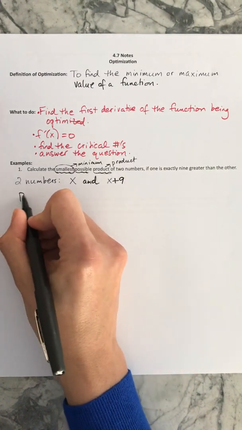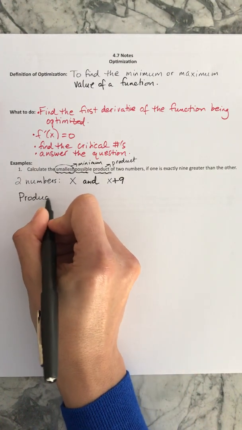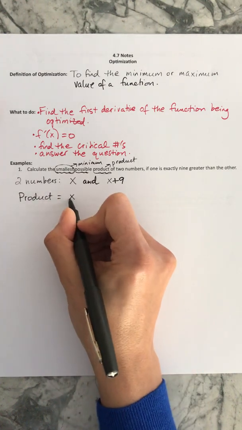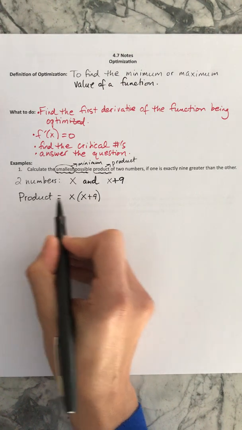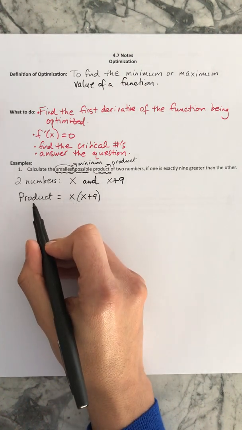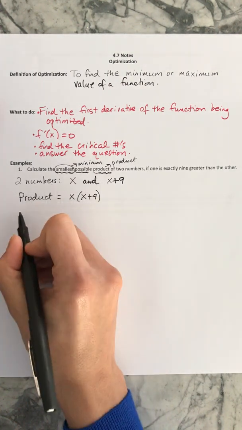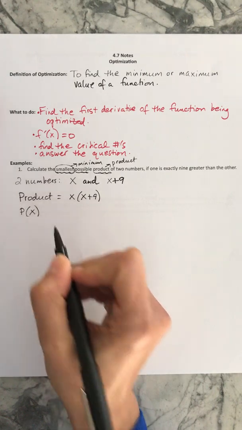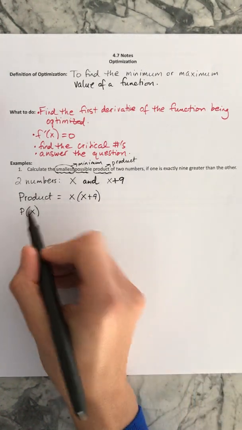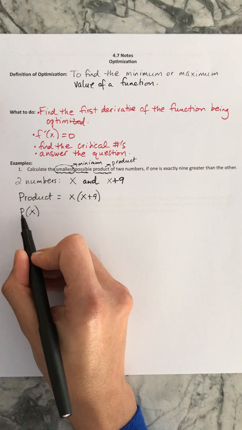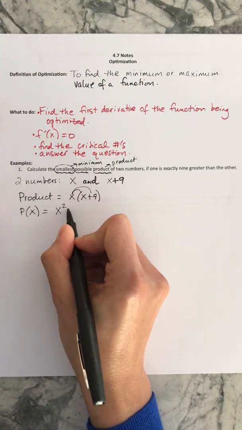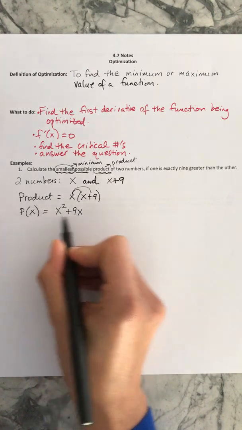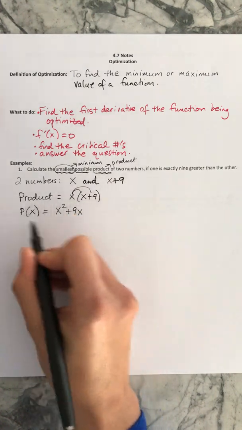So our product is going to equal x times x plus 9, because product means multiply. Instead of writing product equals, I'm going to use function notation. I'm going to call it p of x, and I'm using p instead of f, since it's a product. P of x equals, I'm going to distribute that, x squared plus 9x. So I have what we call the product function.